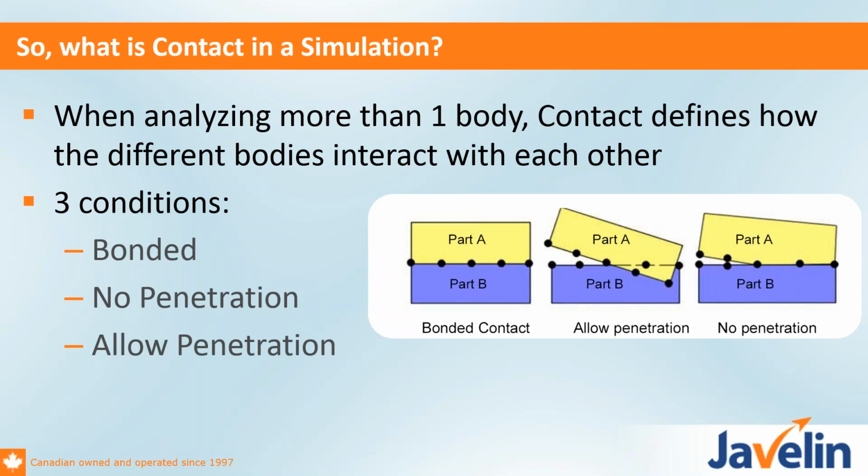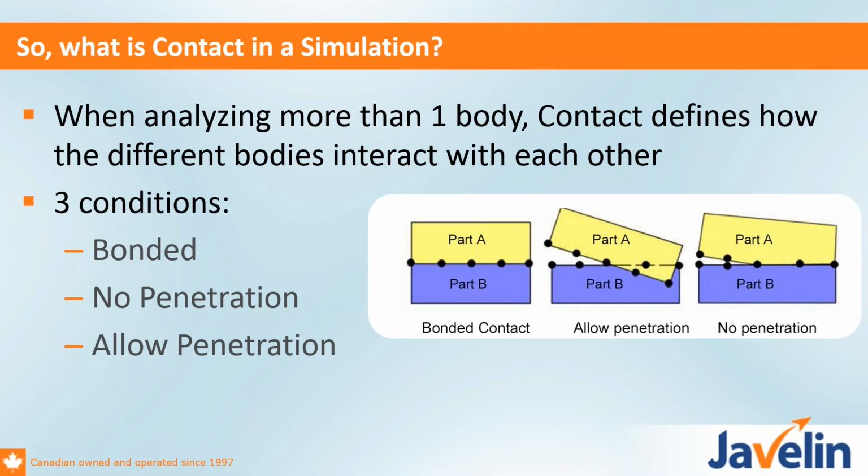There are really 3 ways we can do this, and it actually boils down to really 2 ways. So there are 3 types of contact in SOLIDWORKS Simulation: bonded contact, allow penetration contact, and no penetration contact. And I'm going to start by saying allow penetration is basically just a way to tell SOLIDWORKS to ignore contact between 2 parts. So it's really not a contact condition, it's more of a contact exclusion. That leaves us with 2 main areas. We can either have parts that are bonded or no penetration.